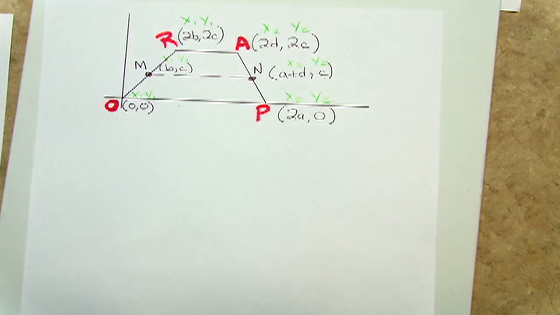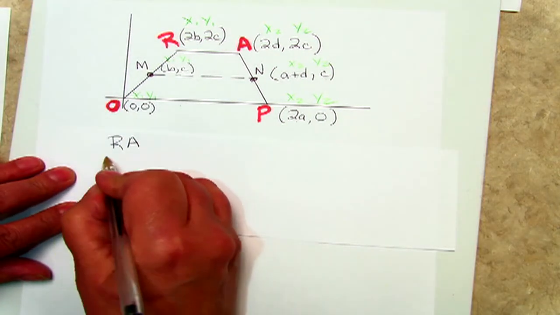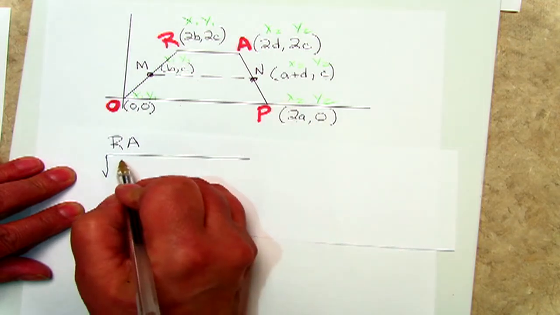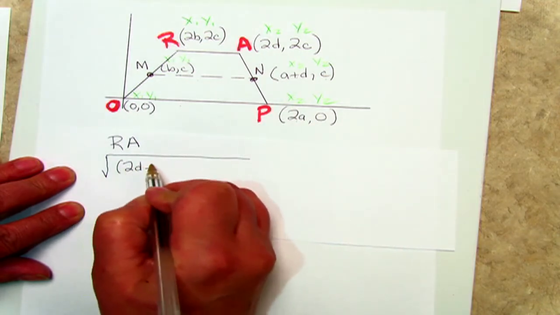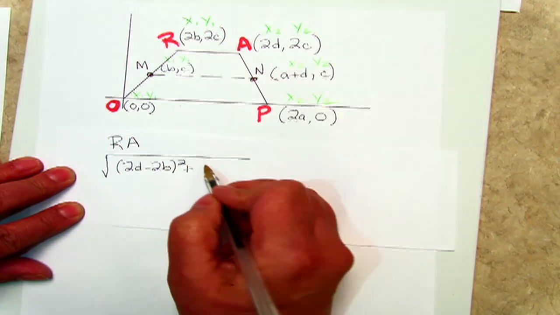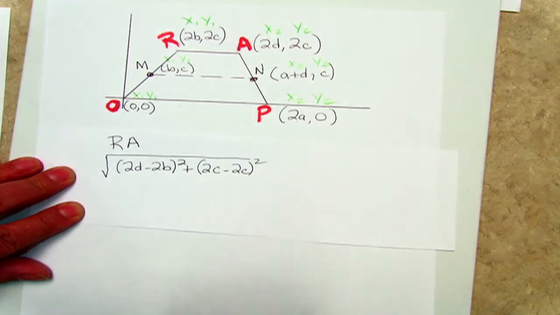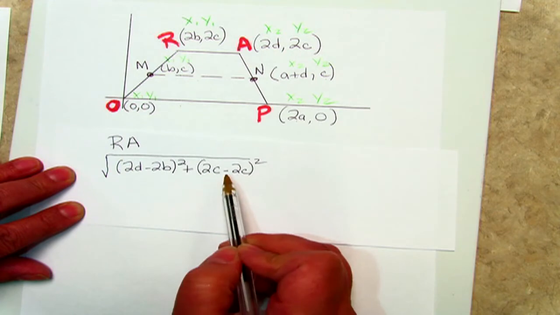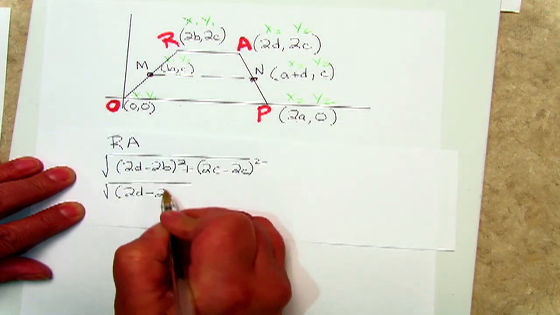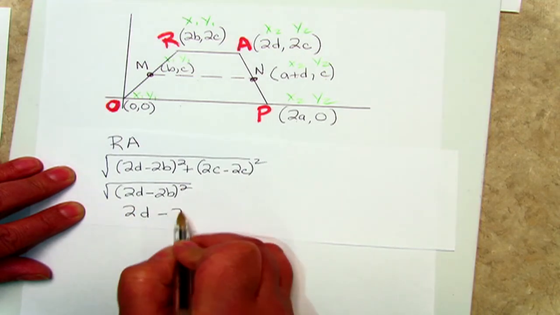Let's do RA. Using our distance formula, the difference of the x's squared, (2d - 2b) squared, plus the difference of the y's squared, (2c - 2c) squared. This is 0, so we end up with the square root of (2d - 2b) squared, which is simply 2d - 2b.